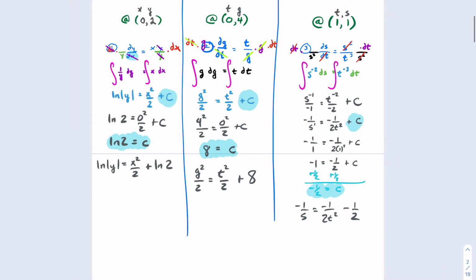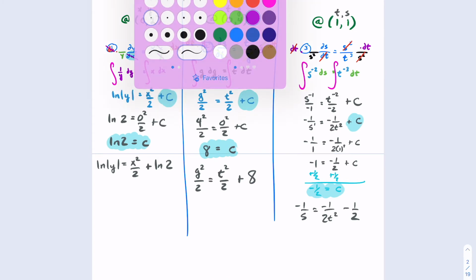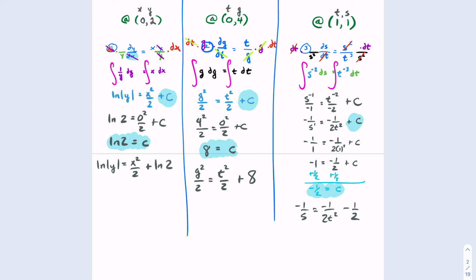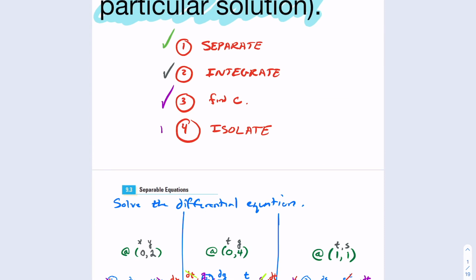Again, I'll mark it just so we can see. We separated, then we integrated, then we found c. The last part is the fun part. Isolating. In other words, you're solving for the variable.